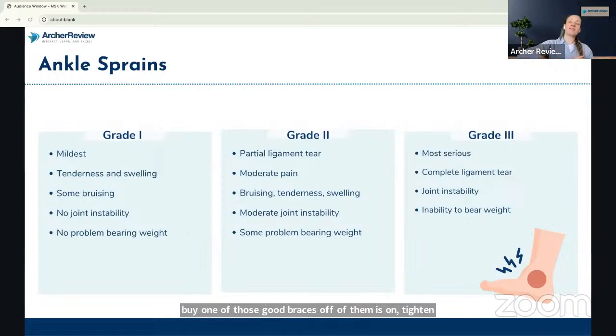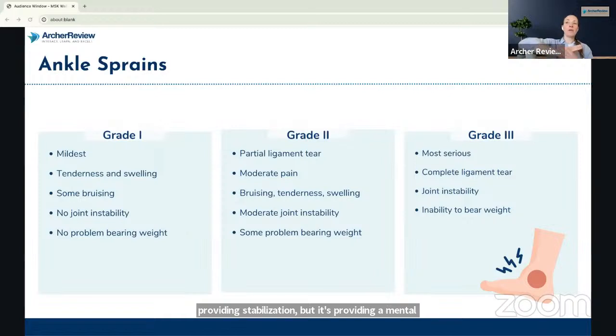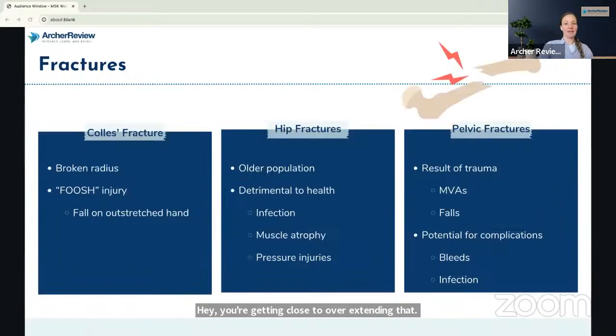And the way that a brace works is it actually isn't providing stabilization, but it's providing a mental note. When your body is hitting that brace, it sends a signal to our brain really quickly that we're about to overextend or invert our ankle too much. And so very innately, our body is going to correct that movement faster than if we didn't have the brace on. So the brace is maybe a tiny bit of stability, but really it's that signal to our brain, hey, you're getting close to overextending that ligament. And so you correct.